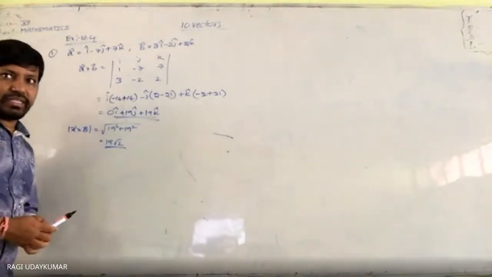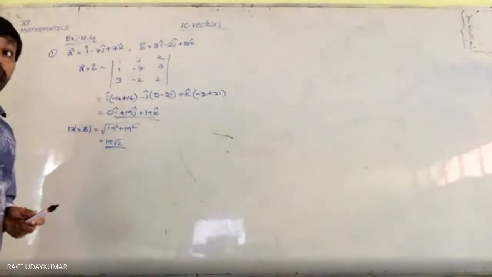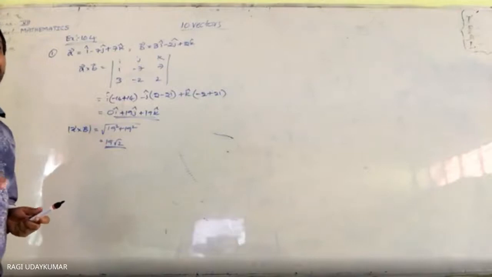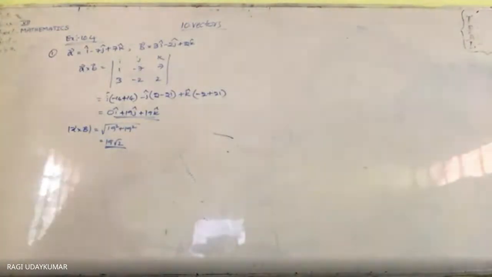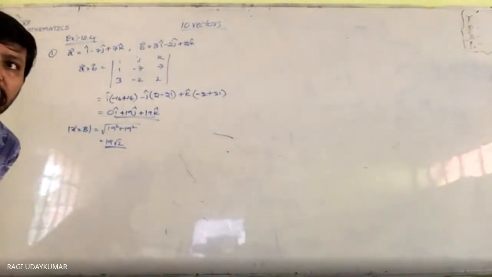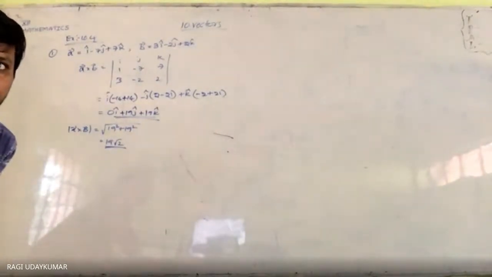Second question: find a unit vector perpendicular to each of the vectors a bar plus b bar and a bar minus b bar. The a bar is given in one line and b bar in another. So the question is asking you to find the unit vector.